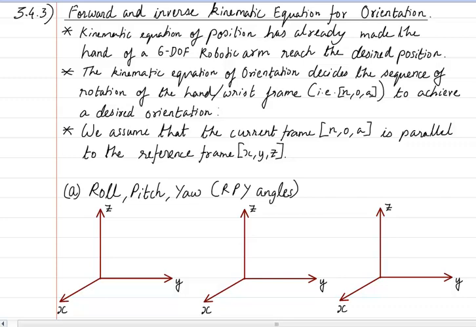Well, in our case, what we are talking about is, suppose that there is a frame at some particular position. We don't know what the position is. Let's say it's some position P. Now this is the n axis parallel to x, o parallel to y, and a parallel to z axis. This is the NOA.